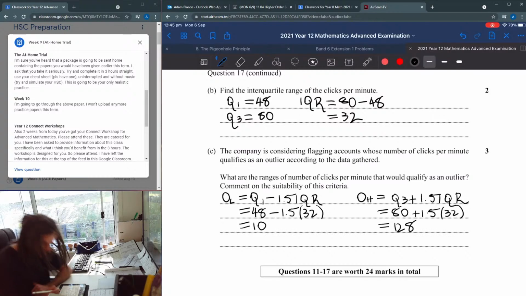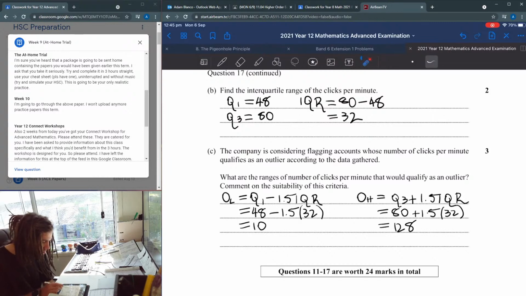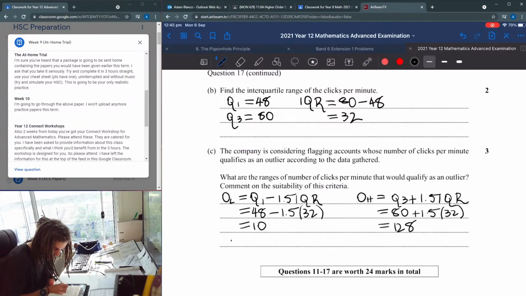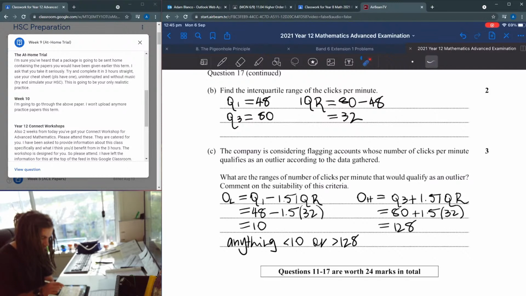128. Now, this is the part where it's kind of up to you, but there's a little bit of interpretation. It says, what are the range of the numbers of clicks that would classify as an outlier? So we've got anything, I should conclude, so anything less than 10 or greater than 128. Now, comment on the suitability of this criteria.